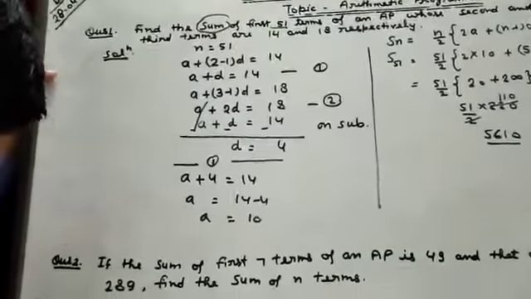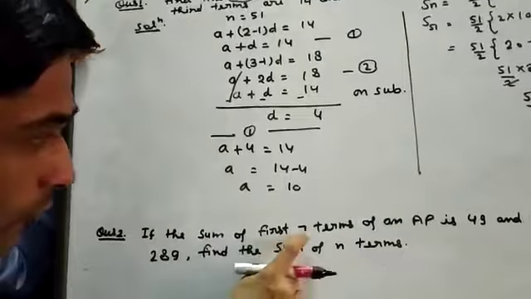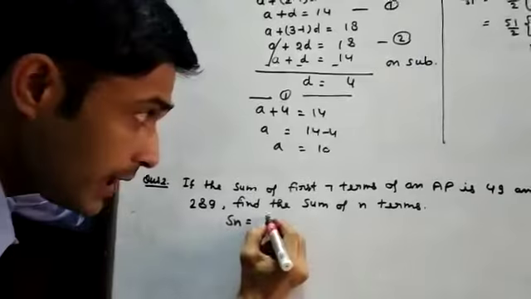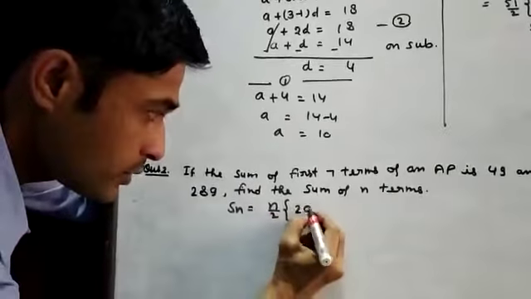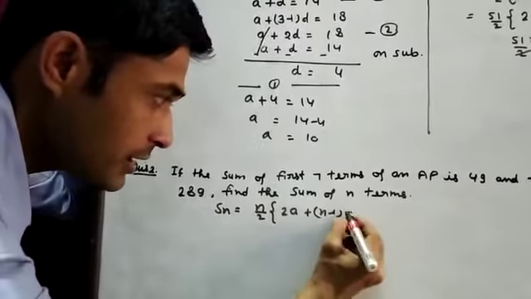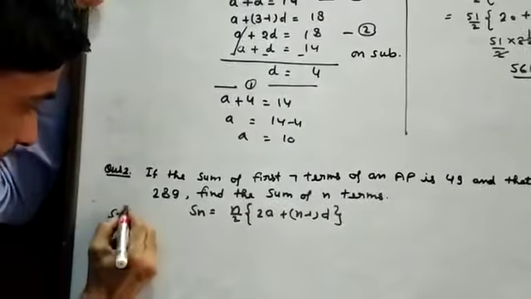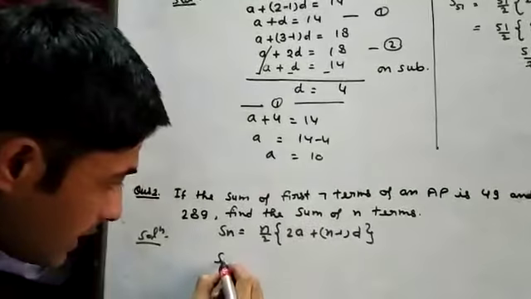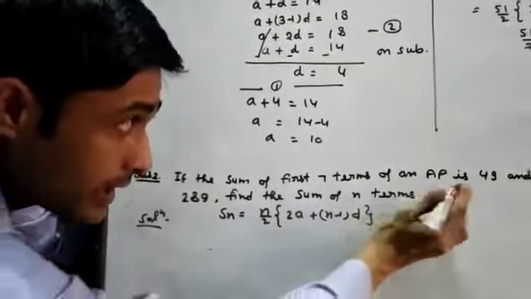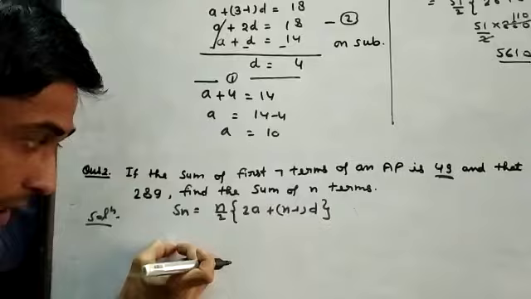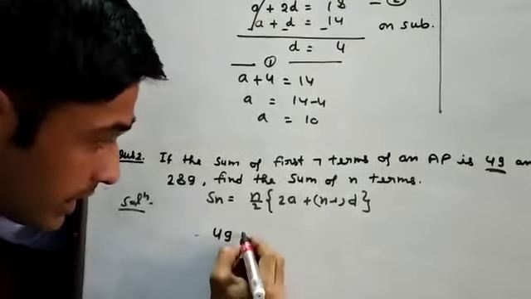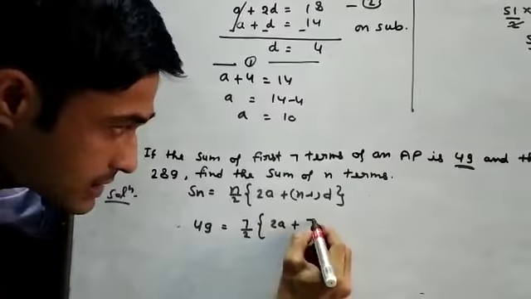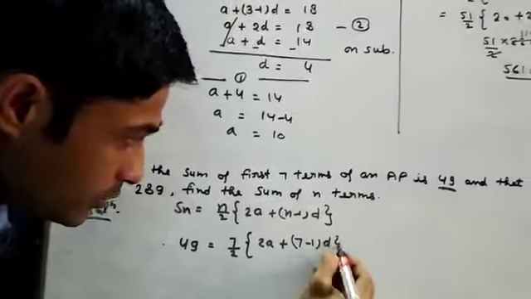Now students, look question number 2. If the sum of first 7 terms is 49, so use formula Sn equal to n by 2, 2a plus n minus 1 into D. Sum of first 7 terms means in place of n you have to write 7, and the value is given as 49. 7 upon 2, 2a plus 7 minus 1 into D.